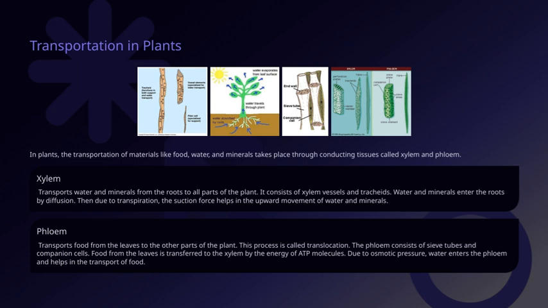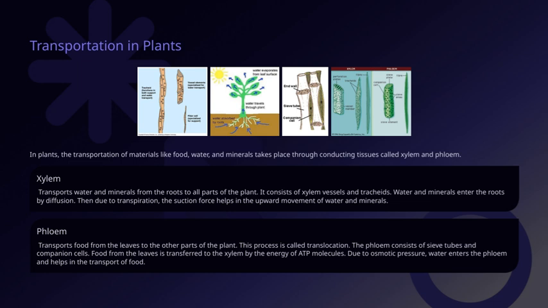Once in the phloem, water enters due to osmotic pressure, and this water helps push the food along the transport pathway. Switching gears, let's look at the xylem, which is responsible for transporting water and minerals from the roots to all parts of the plant. The xylem consists of vessels and tracheids, which are specialized structures that facilitate this upward movement.